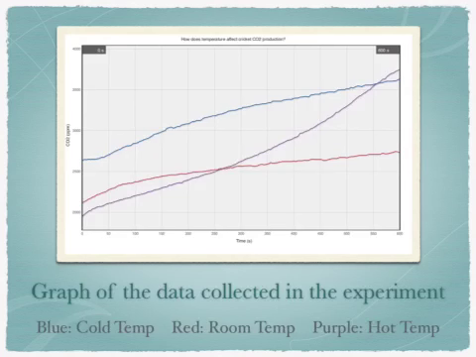The blue line is the CO2 production using cold temperature water. The red line is the CO2 production in room temperature water. The purple line is the CO2 production in hot water.